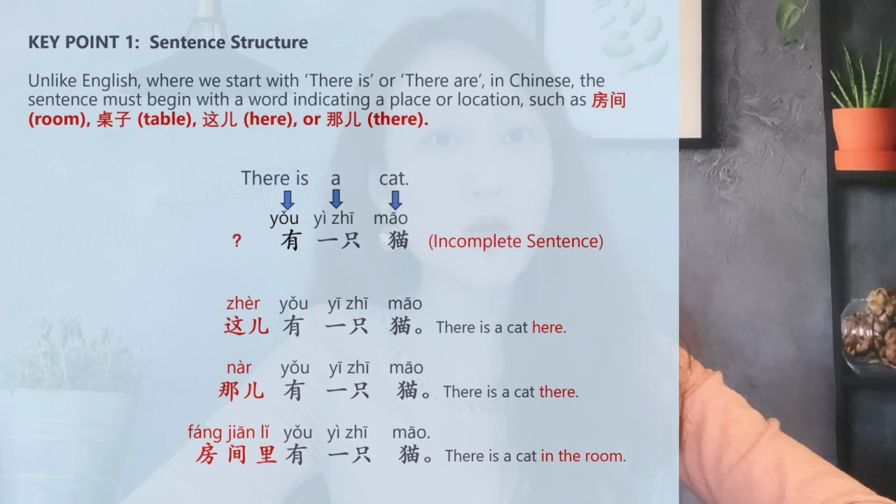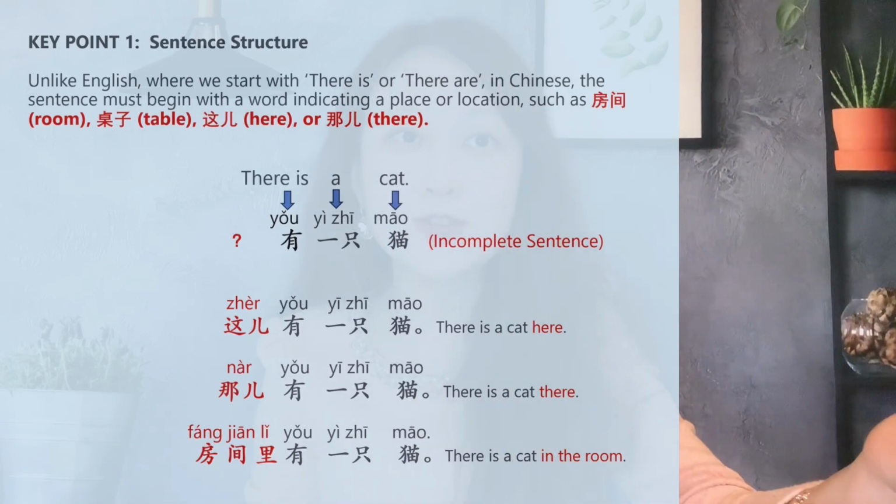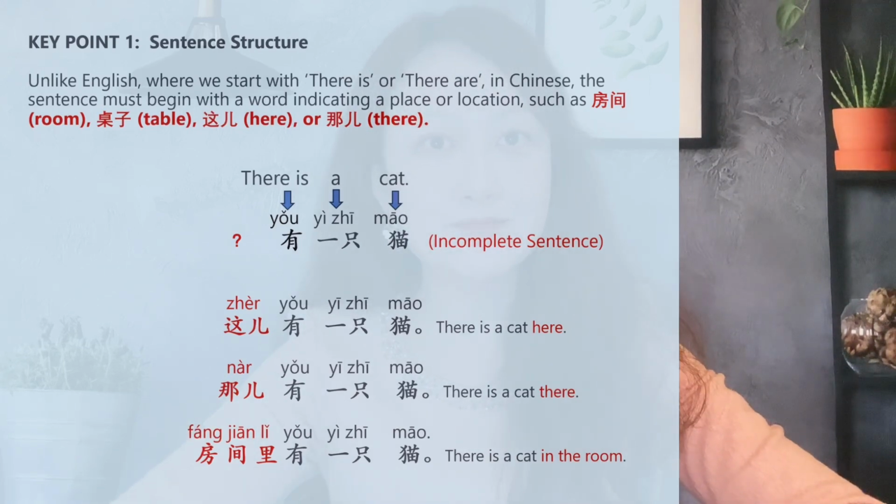We need to add a word indicating place before 有 to make it complete. So we should say 这儿有一只猫. There is a cat here. Or 那儿有一只猫. There is a cat there. Or 房间里有一只猫. There is a cat in the room.